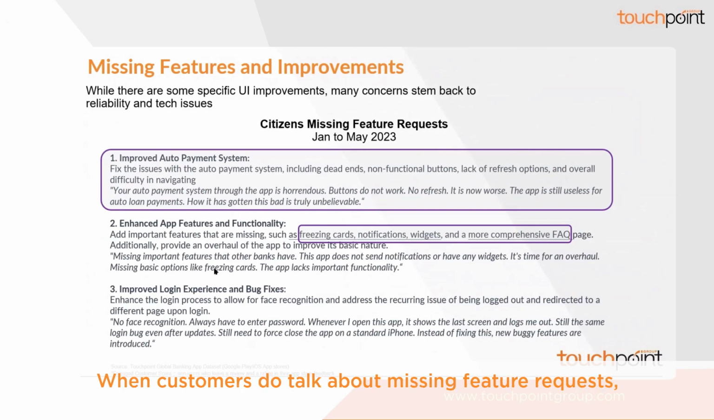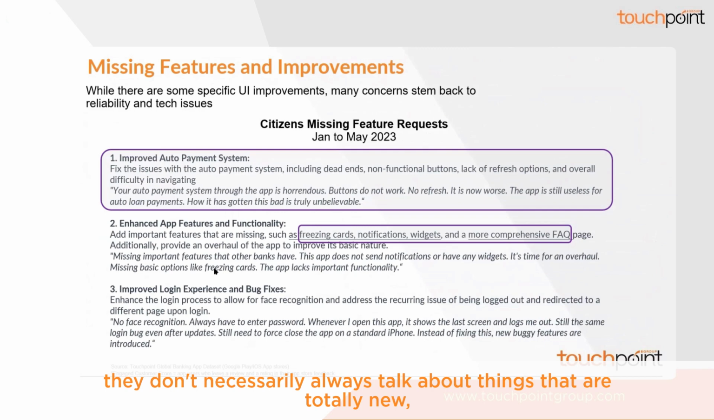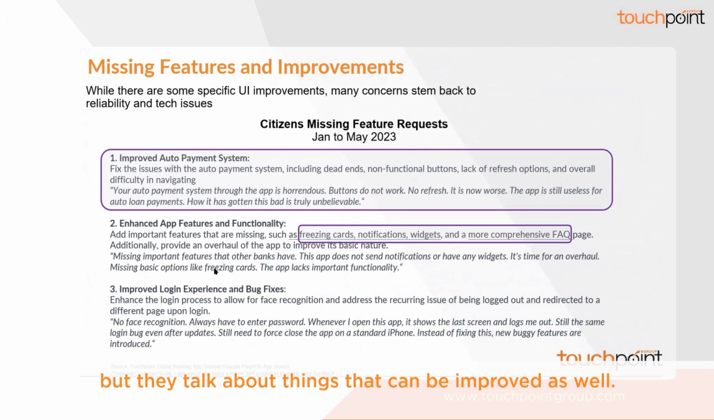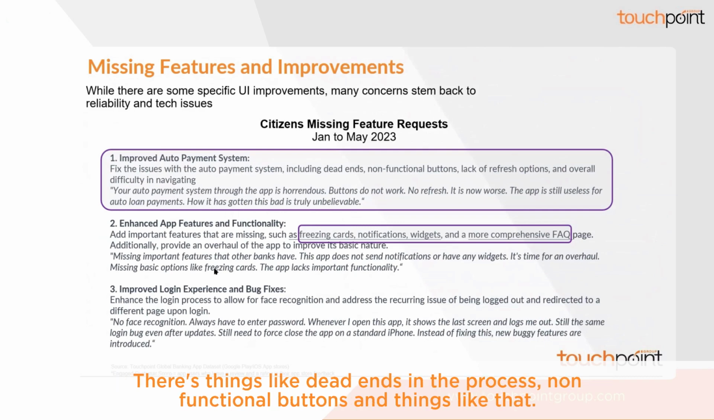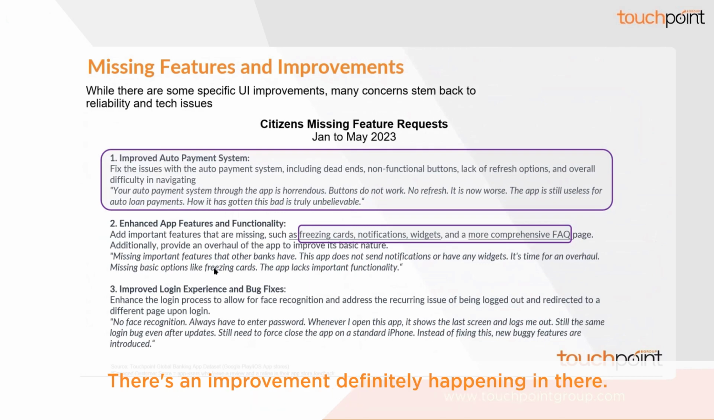When customers do talk about missing feature requests, they don't necessarily always talk about things that are totally new, but also things that can be improved. At the top, we can see the auto payment system needs improvement. There are things like dead ends in the process, non-functional buttons and things like that. So there's an improvement definitely needed in there.